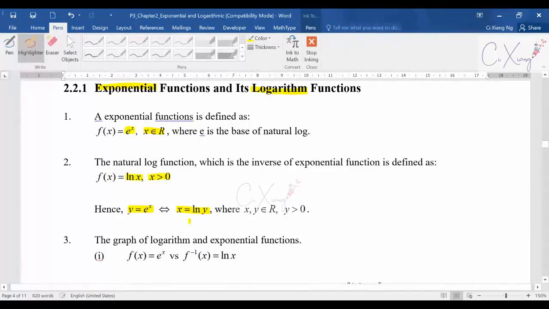And then what's the relationship between these two functions? They are actually inverse functions of each other. That means if your f(x) is e power x, then your f inverse of x will be log x. So they are inverse functions of each other.